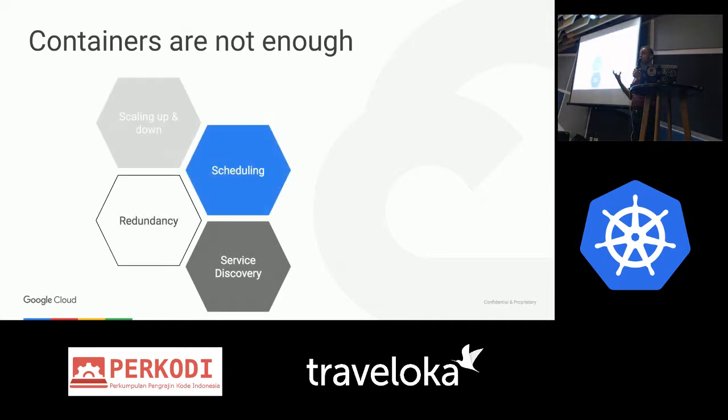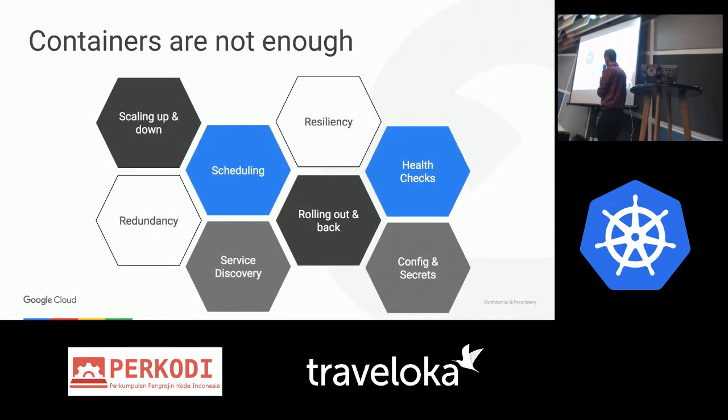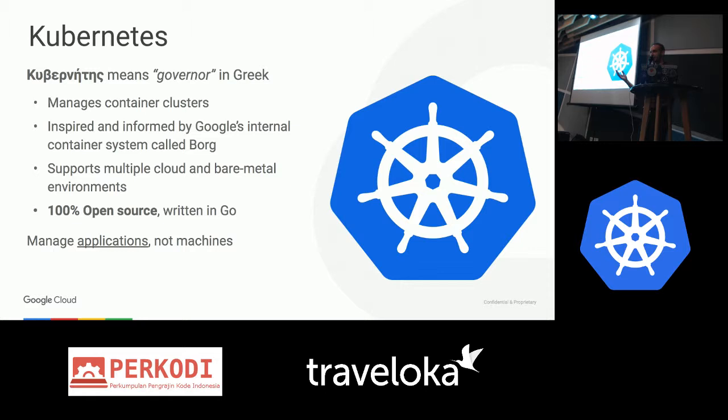But containers and Docker by itself is not enough, because when you run in production, you need redundancy, meaning you need multiple containers, so you need to manage them and maintain them. You need to scale up and down depending on the traffic. You need to worry about configuration and secrets. You need to worry about health checks. So how do you even know that your container is healthy? So that's why we have Kubernetes.